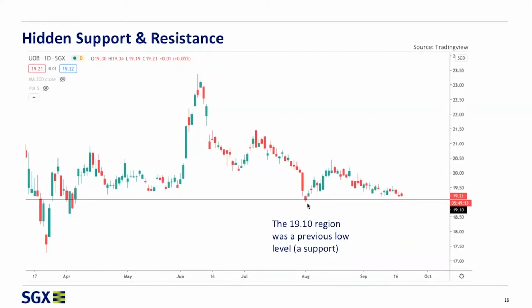Now this previous low happened to be quite significant, because at this low it bounced. It rebounded from 1910 to move towards 2050. It means that the market is watching this level, and this could be a very important support level. In fact, today UOB hit around this region, and 1910 became today's high again. So 1910 is a level that people are interested in. That's a strong hidden level.